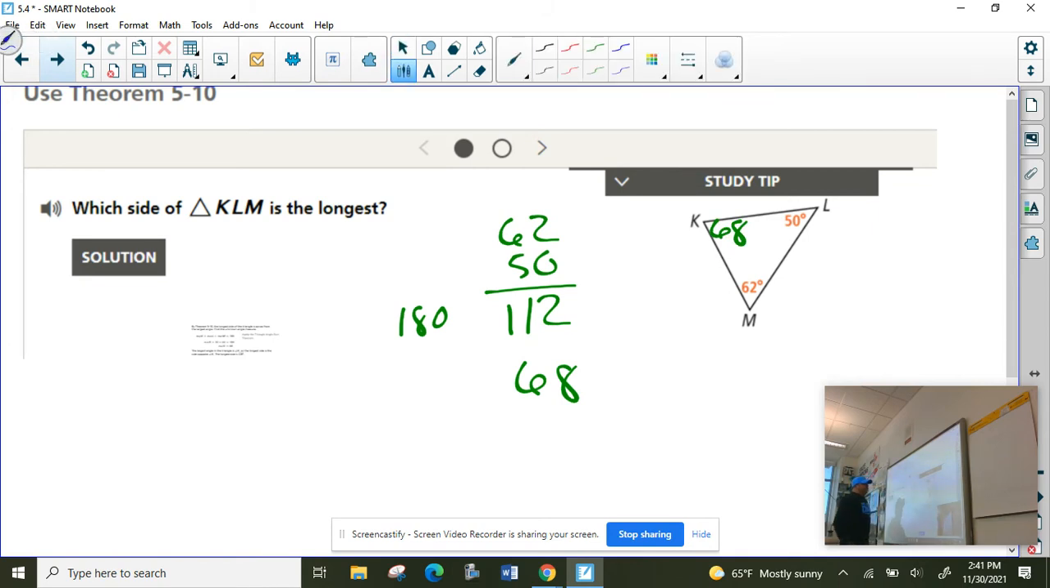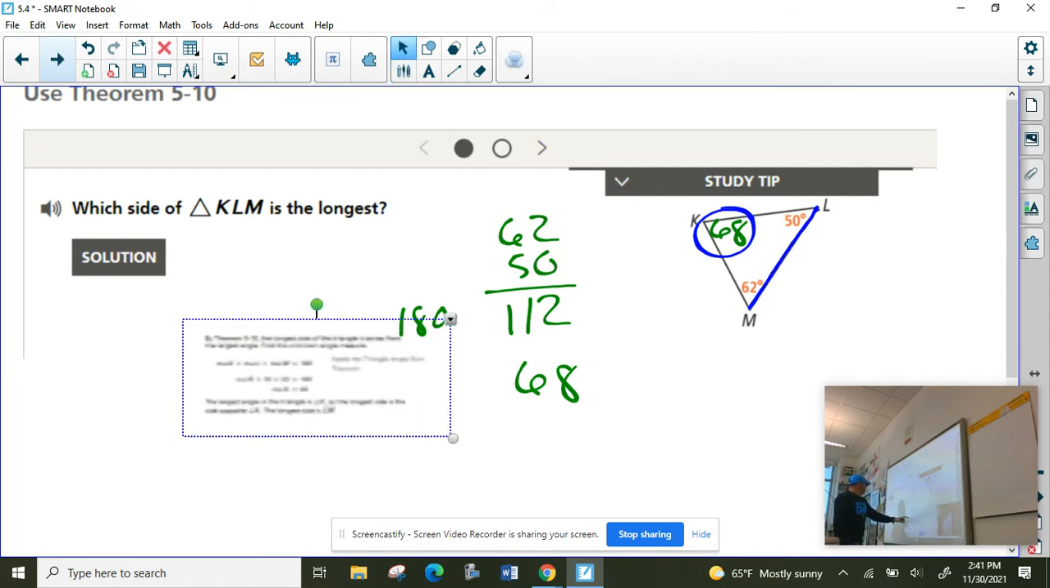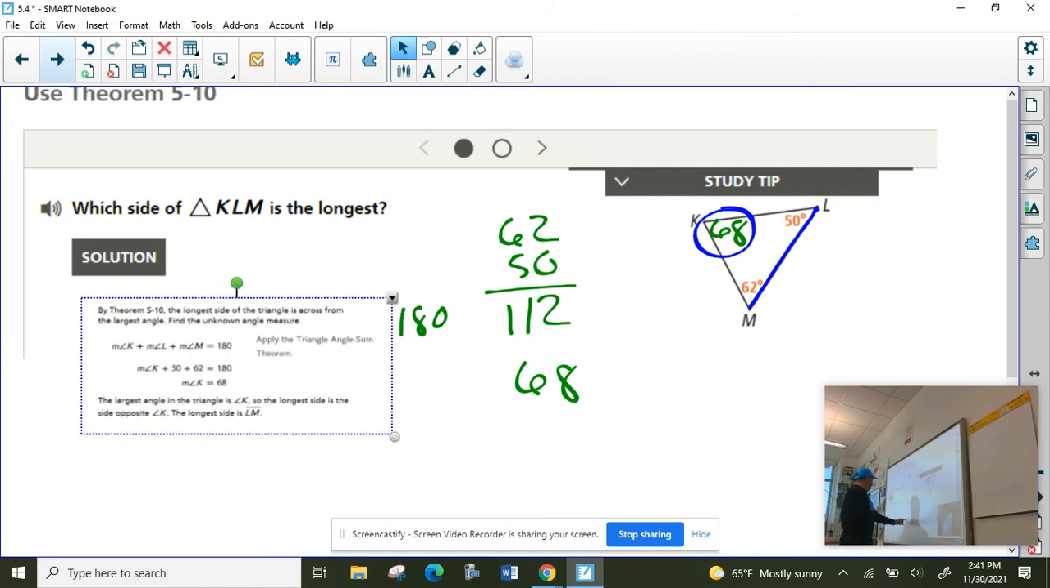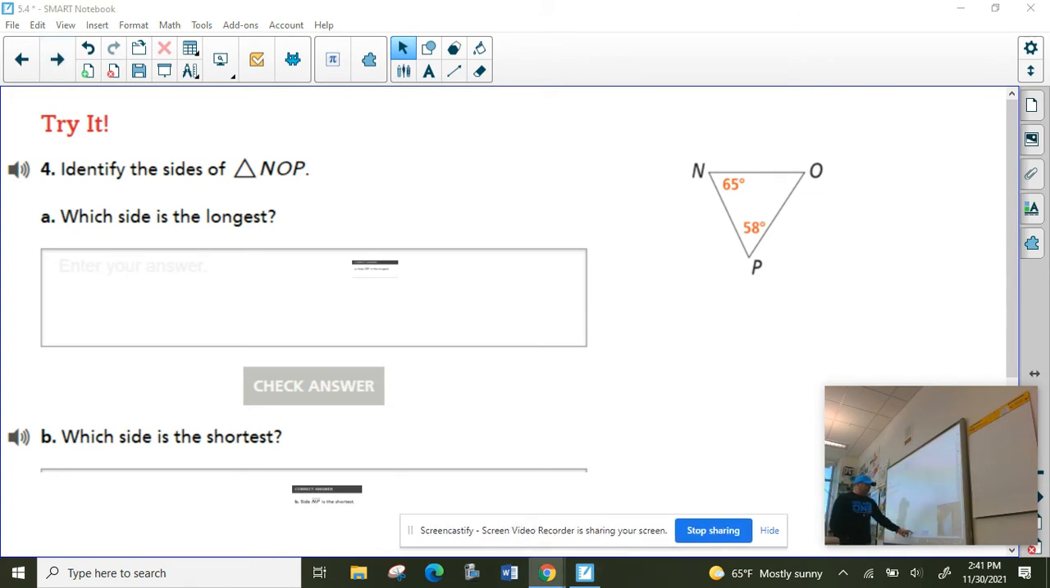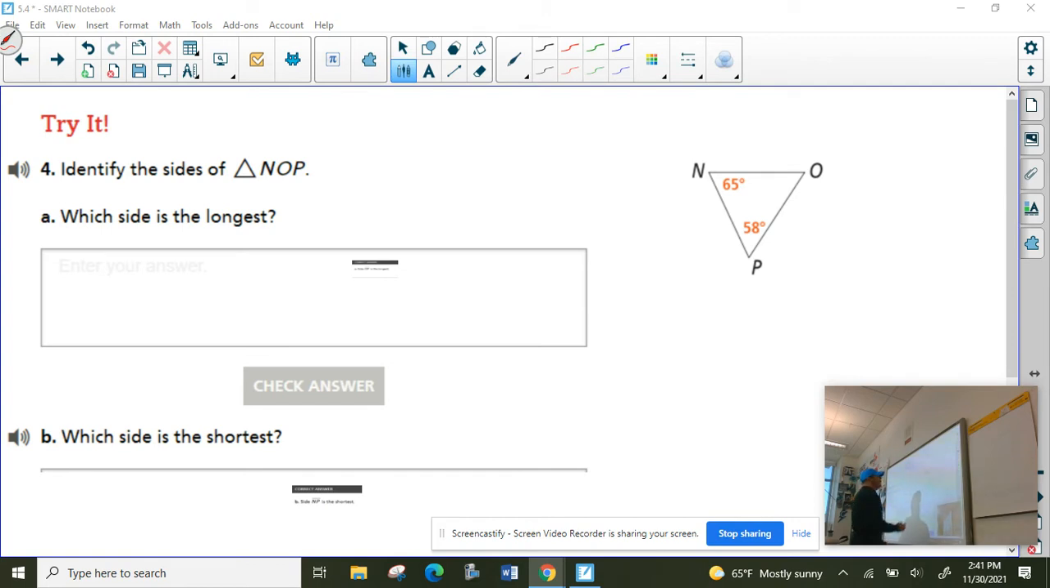It says which side would be the longest? Well, let's take a look. 68, 50, and 62. Well, 68's the biggest. What side is across from it? LM. Therefore, LM is your biggest. So go ahead and do your try it. Pause the video at this time if you need to before I give you the answers. They want to know which side is the longest and which side is the shortest. So pause the video.